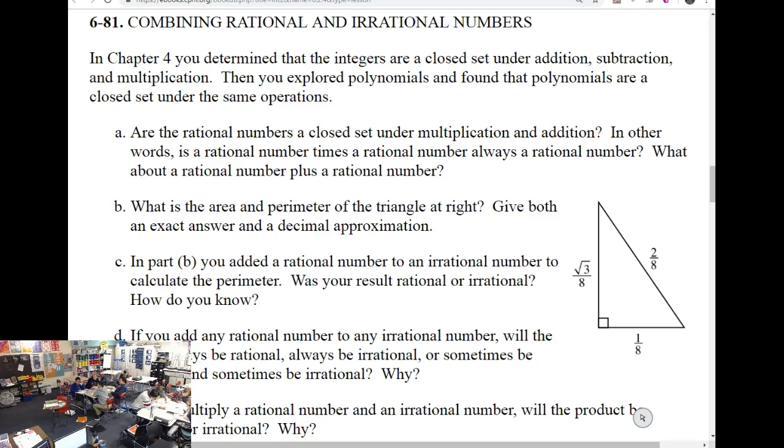It works you through a couple questions to help you generate your answer. So if we're trying to find the area of that triangle, we'd be multiplying. If we're trying to find the perimeter of that triangle, we'd be adding. Right? So to answer A about multiplication and or addition, we can just find the area and or the perimeter. I know the area. It's radical 3 over 128.